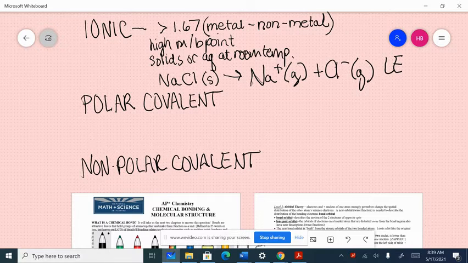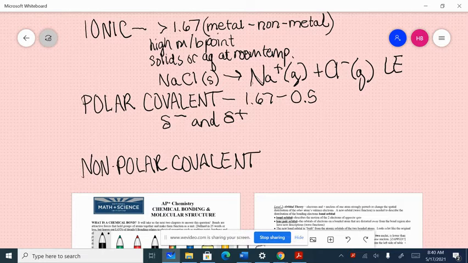Polar covalent bonds typically have electronegativity differences between 0.5 and 1.67. When a bond is polar covalent, you have one side that is partially negative and one side that is partially positive. So what this means is they're not full positives and negatives like you get with ionic compounds. It means that they share electrons unequally.